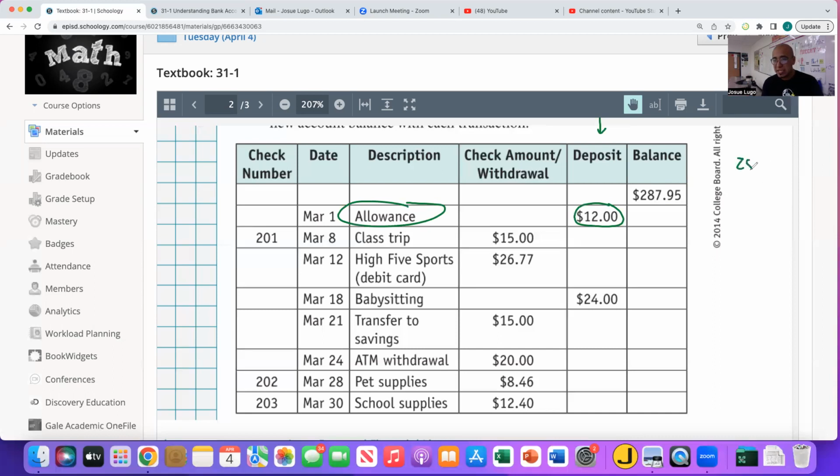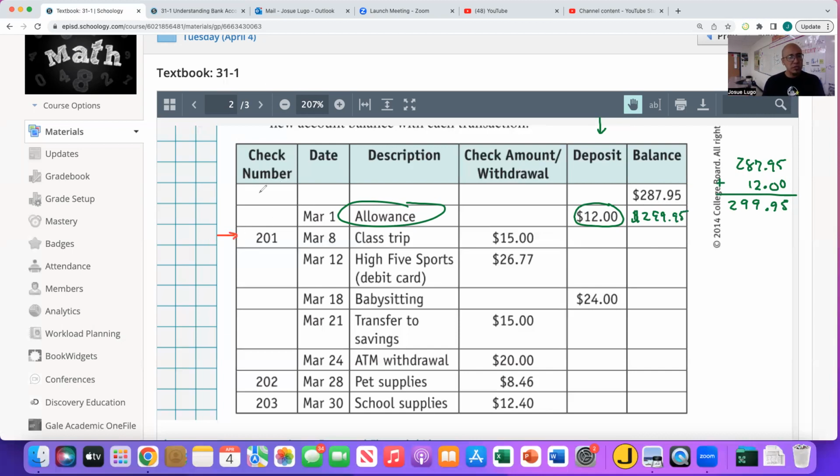So you're going to get the $287.95, and all you need to do, guys, is add those $12. Notice, ladies and gentlemen, that I am lining up the decimals. It is very important that you line up the decimals. Ones with ones, tens with tens. So that's going to leave me with $299.95. All right, so my new balance after this, so my allowance, I deposited, and now I have $299.95. Easy. All right, so what happens the next time that there's money into or out of our account?